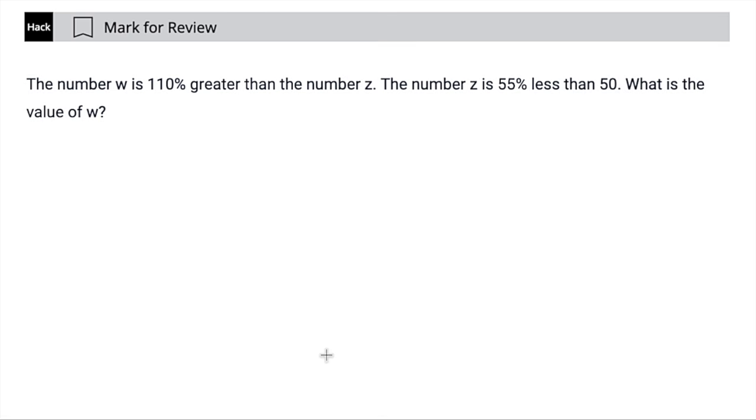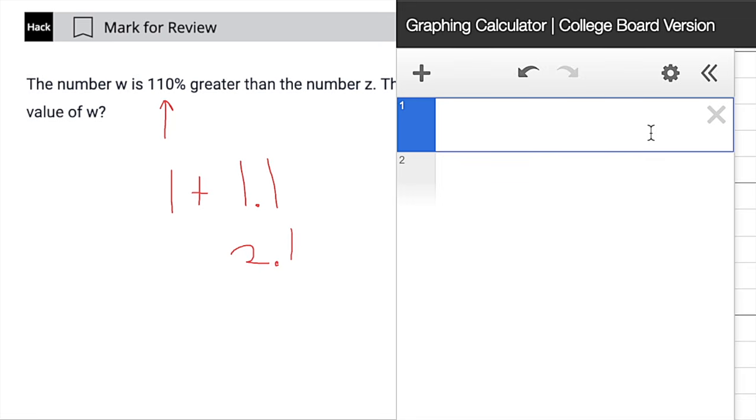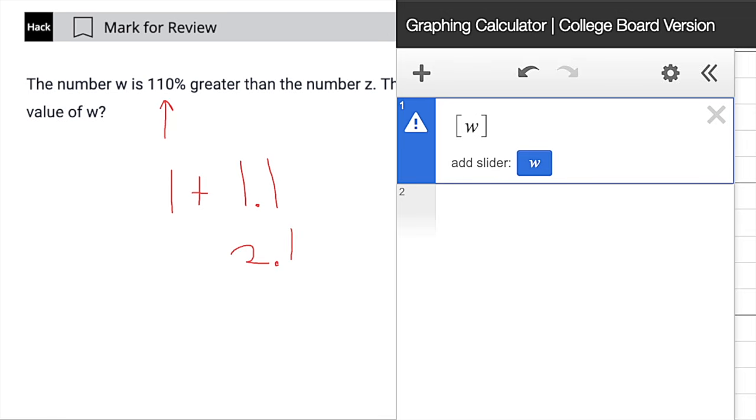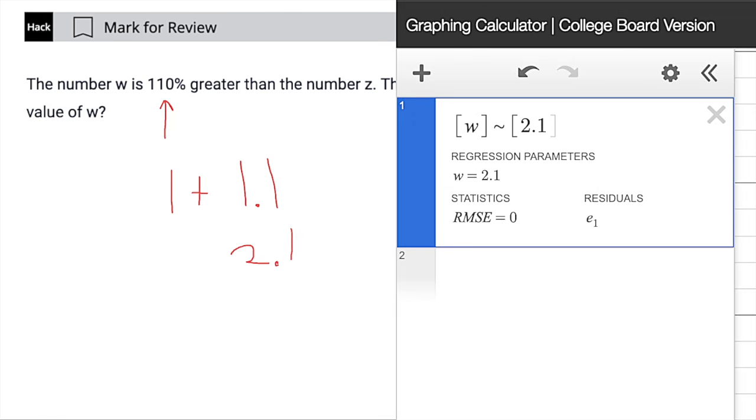Importantly, on this question, we're being asked to add 110%. So we have to think 1 plus 1.1 for our 110%. So in truth, it's going to be 2.1. And once we know that, this is a pretty easy question, especially if we just plug it right into Desmos. So let's do that. And I like to use the bracket system of equations method here. W is squiggly 2.1, that's 110% greater.